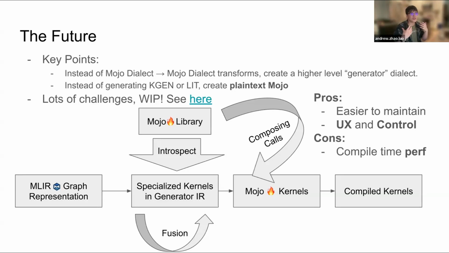And right now, I think the winds are shifting in that we're settling on creating plaintext Mojo, right? This generator dialect does some logic about handling the fusion, about how the kernels JIT for our graph will look like, and then it will generate actual plaintext Mojo, which is fully compiled. We hope this will be easier for the graph compiler team to maintain, but also give better UX and control because you can quite literally see what kernels the graph compiler is generating. Though there are other challenges around compile time that we have to manage here.